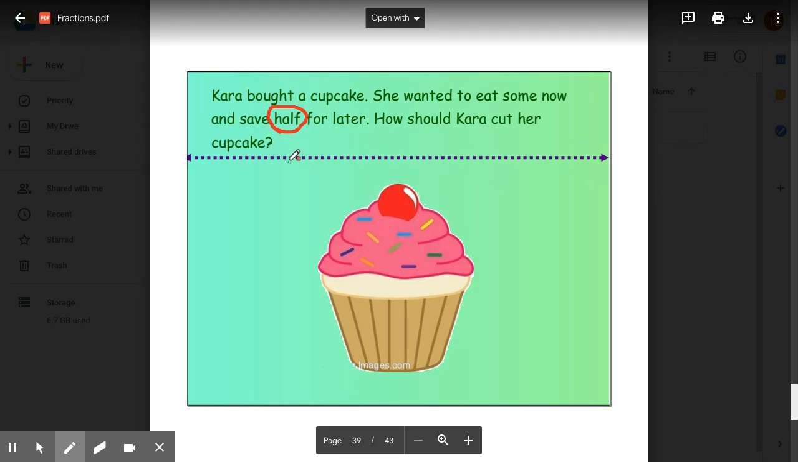The word half tells me I should partition it into how many ways? Correct, 2. I should partition it into halves. So I'm going to cut it straight down the middle, so she can eat some now and the other half for later.